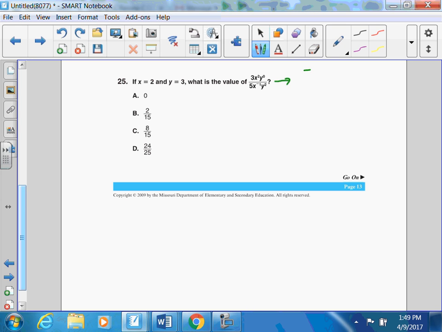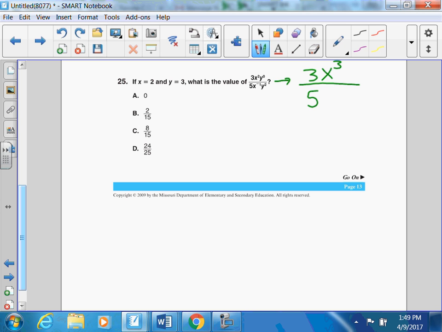Let's simplify this down. We got 3 over 5, but we look at the x's, x to the second and x to the negative 1. Which one has more, top or bottom? If we have 2 x's on top and negative 1 x's on bottom, there's more on the top. How many more x's do we have on the top? That would be 3. 2 is 3 more than negative 1.